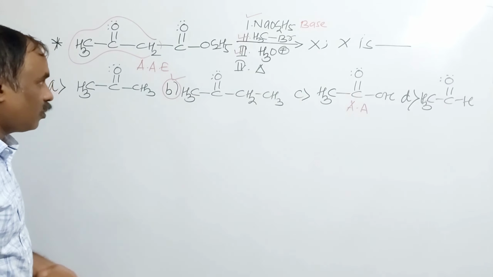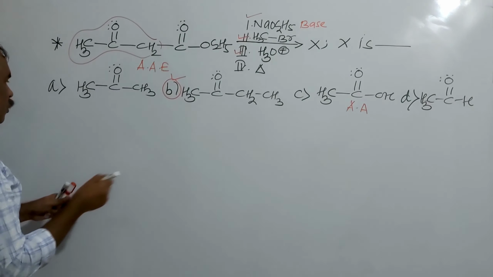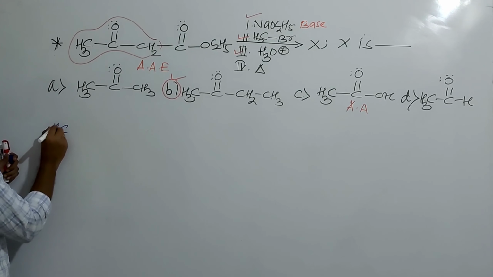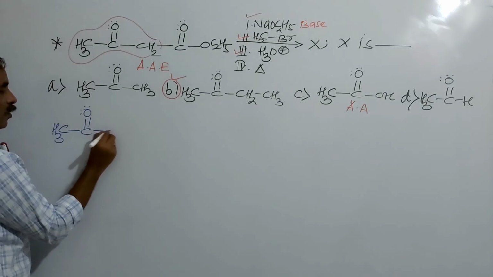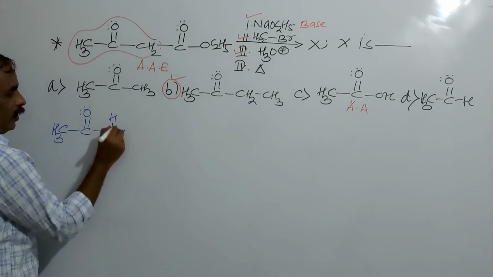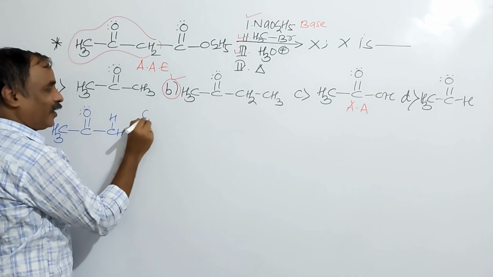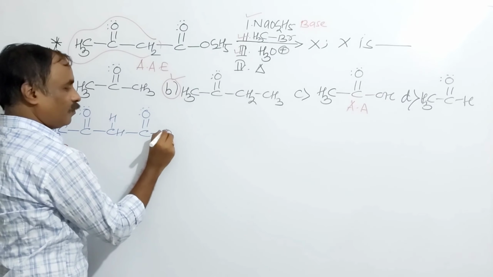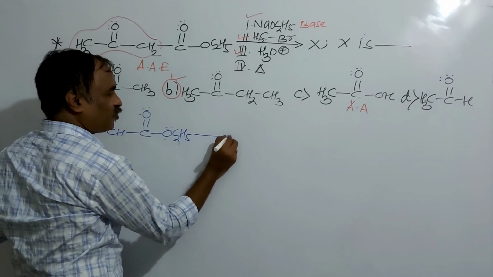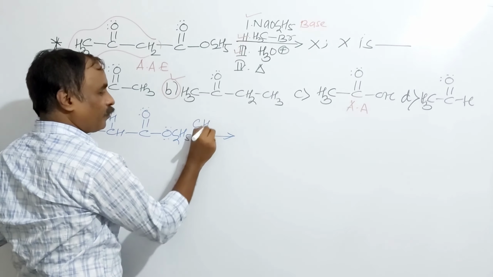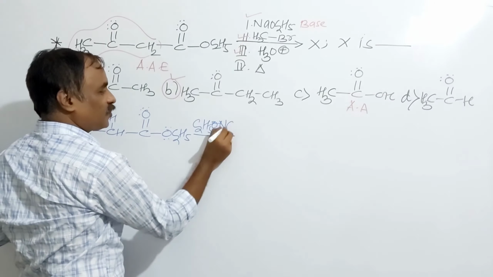Explanation of this in short. So here I will take acetoacetic ester. Remember, in acetoacetic ester there is an active methylene group. Here there is formation of a carbanion at the active methylene group, on reaction with base.